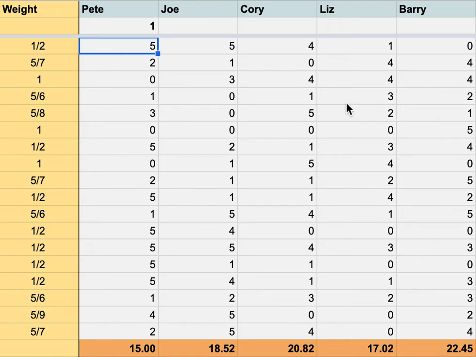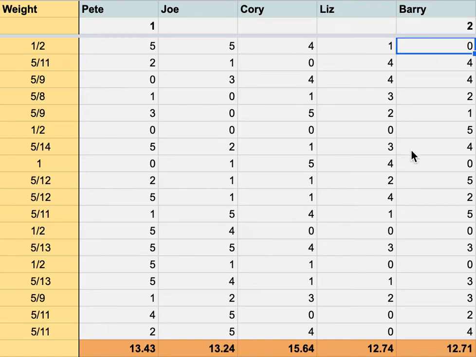And this is a result of it being proportional. The camp that likes Pete also likes Joe pretty well. They've already elected Pete, so now another camp is going to have a say in the outcome. So Barry is our second winner. And then the next winner, the third winner, is going to be Corey with 15.64.